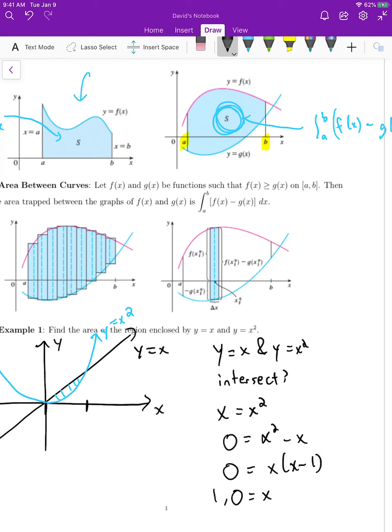So x is 0 and 1. You have to be a little careful at this step here. You are tempted perhaps to divide by x, but generally speaking, you shouldn't divide by variables because you could be dividing by 0 and throwing solutions out. So if you divided by 0 at this step, you would lose this solution here of x equals 0.